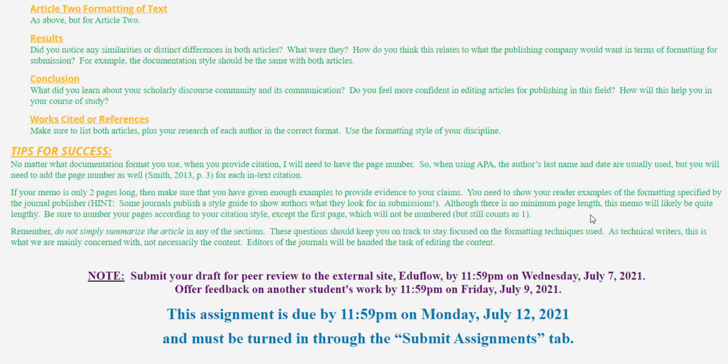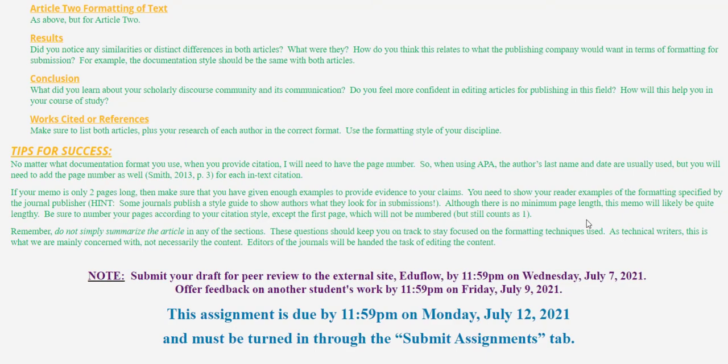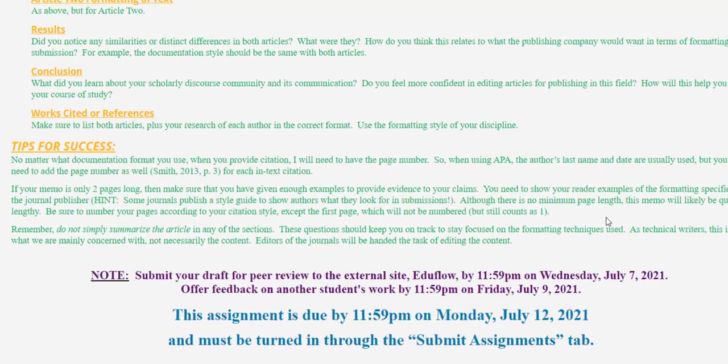And again, there's no minimum page length. It will likely be quite lengthy. But again, it really just depends on you and how deep you dive and how much you do. For example, if you do an article that had 14 authors, then that section's going to be pretty long, even if you're only writing one sentence about each person, and that will necessarily lengthen your entire memo.